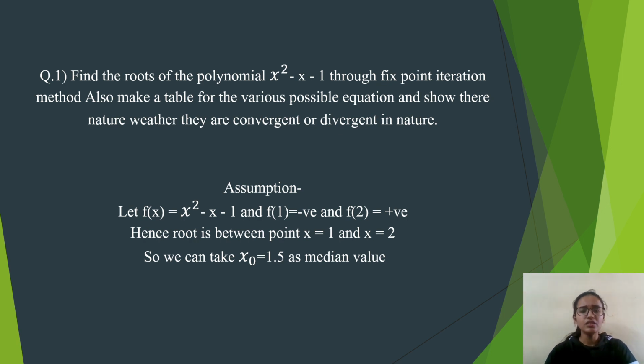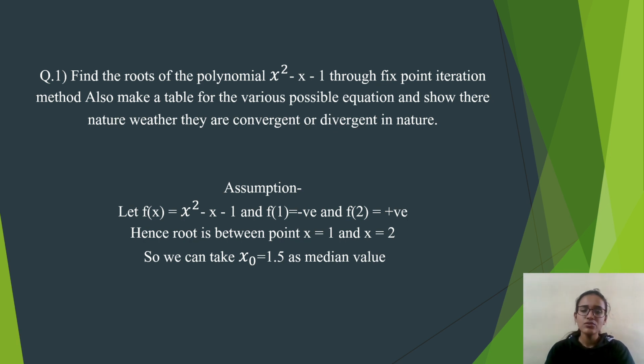So in this question, we will be assuming that f of x will be x square minus x minus 1, that is the given polynomial, and f of 1 will be negative and f of 2 will be positive. This we can get by substituting the values 1 and 2 in the equation. So f of 1 will be negative and f of 2 will be positive. So the root is between the points x 1 to 2.